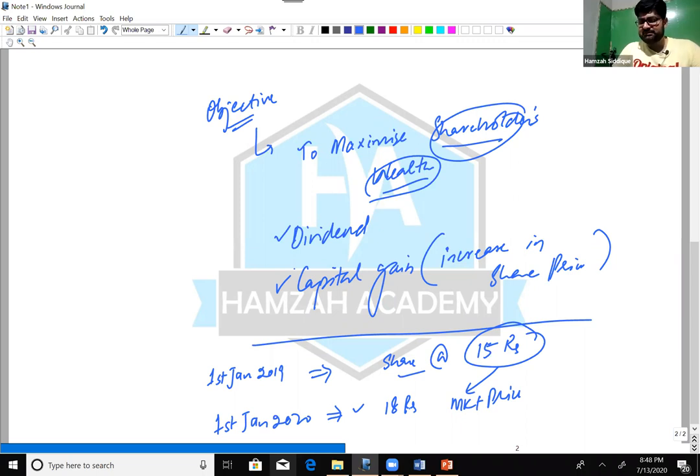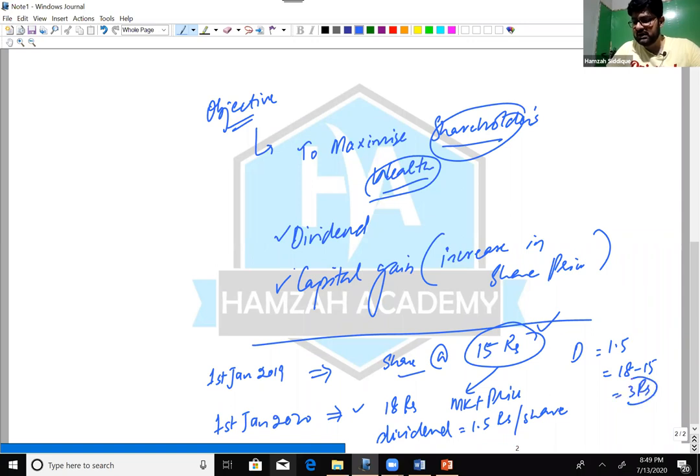Plus, the company has paid a dividend of 1.5 rupees per share. So you see how much gain he got. 1.5 in the form of dividend. And how much is the gain in share value? 18 minus 15, so 3 rupees. And 1.5 rupees. So the total gain he got is 4.5 rupees. This is the increase in the shareholders' wealth. Shareholders want their wealth to be increased in both ways.